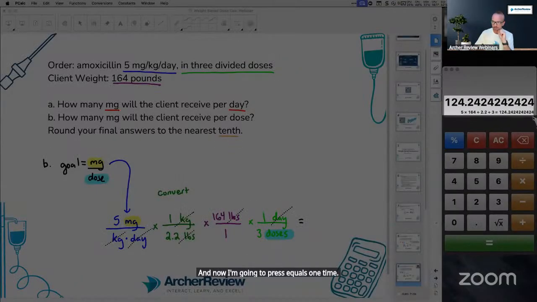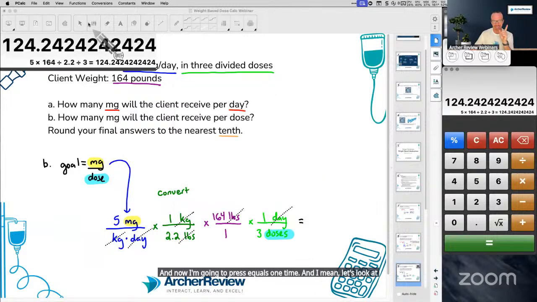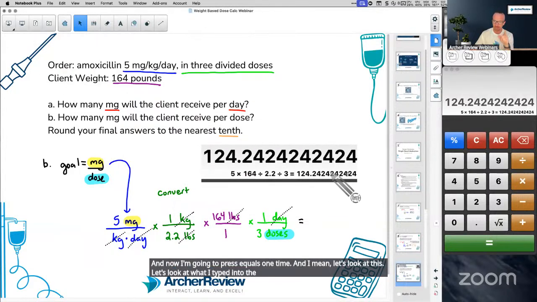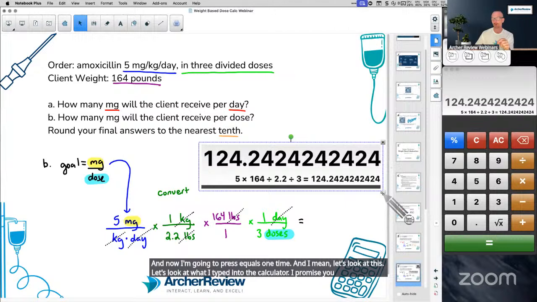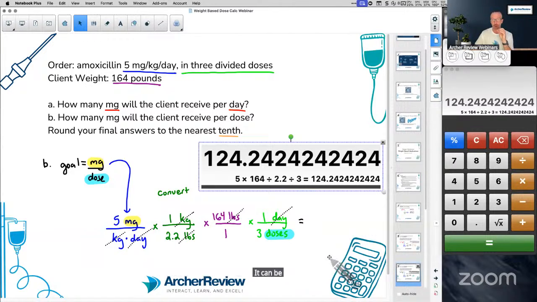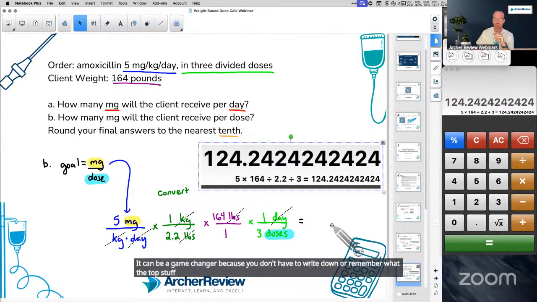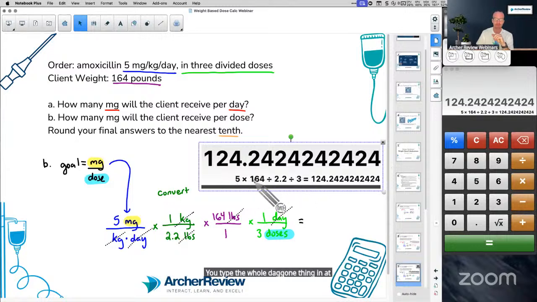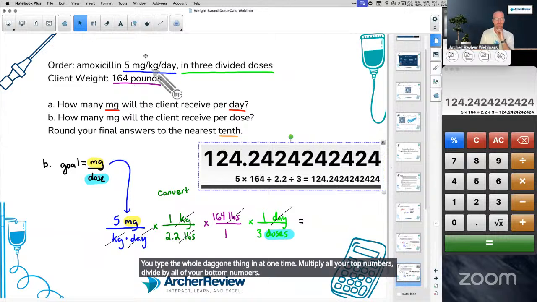And I mean, let's look at this. Let's look at what I typed into the calculator. I promise you this will always work. And if you've never seen this technique of multiplying all the top numbers, dividing all the bottom numbers, it can be a game changer because you don't have to write down or remember what the top stuff and the bottom stuff is. You type the whole daggone thing in at one time. Multiply all your top numbers, divide by all of your bottom numbers, press equals one time.